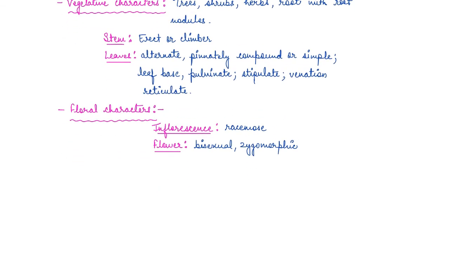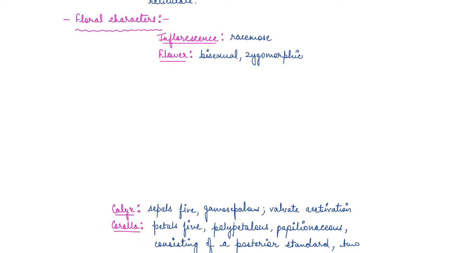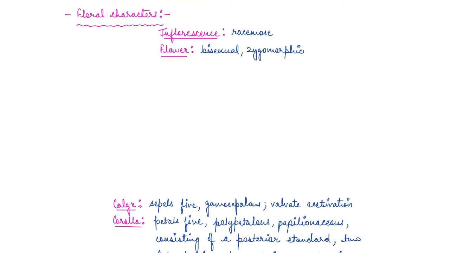The inflorescence is racemose. Flowers are bisexual, and what is the symbol of bisexual? It is this. And they are zygomorphic. The flowers are zygomorphic. So what is the symbol for zygomorphic? This, right? Then the sepals are five. They are gamosepalous, valvate aestivation, right?